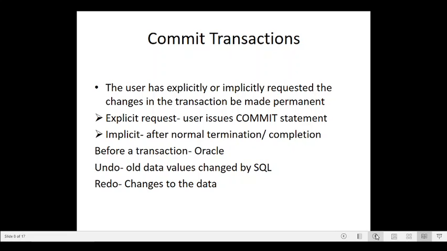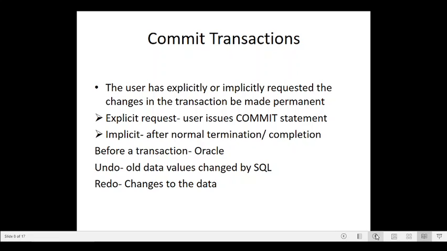So when it is done, we call it committing a transaction. As I told you, there can be an explicit request where the user issues a commit statement to end the transaction with a commit point, or there can be an implicit request where there is a normal termination after completion.